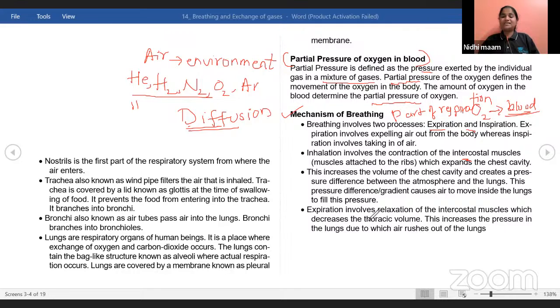What happens in expiration? When you release the air out, everything goes inside. Relaxation. The intercostal muscles will relax and the thoracic volume will decrease. This increases the pressure in the lungs, due to which air rushes out from the body. So this is how air enters and rushes out of the body. Inhalation and exhalation.